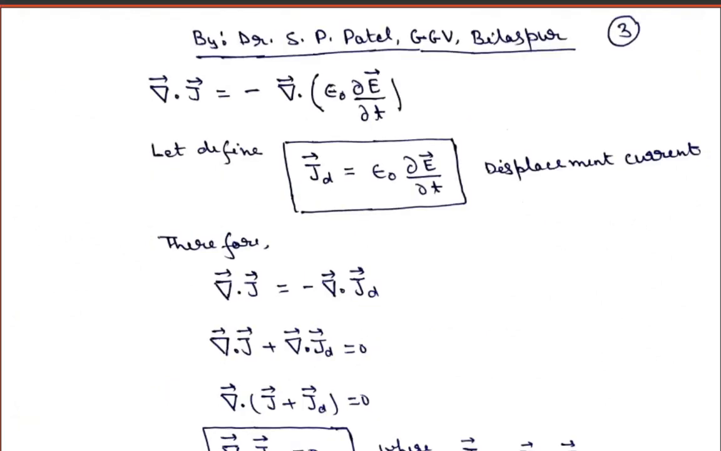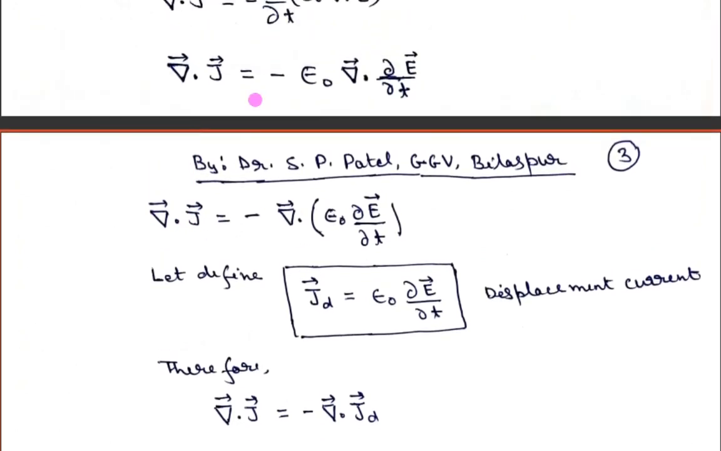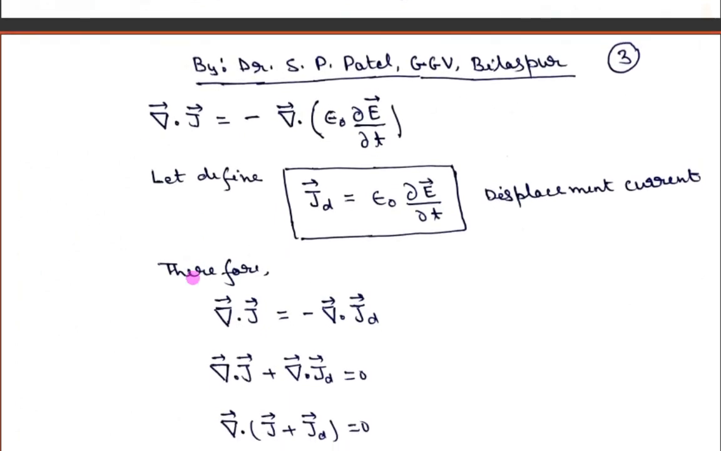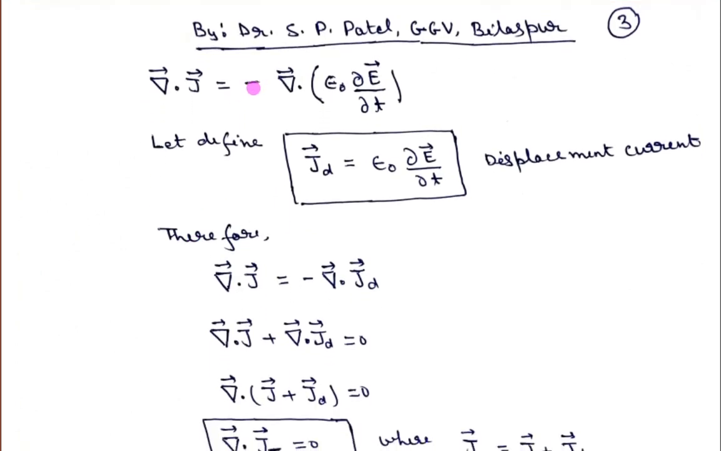Now we have divergence of J. Again, I have taken epsilon 0 inside because these are scalars. So divergence of J can be written as minus divergence of, in bracket, epsilon 0 del E vector upon del t. This is what Maxwell is doing.